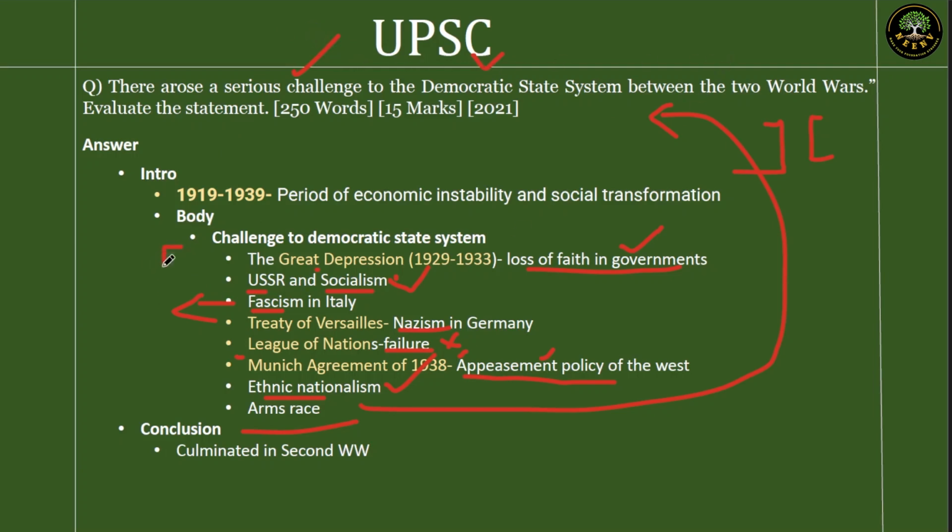We'll make that argument with everything here in the body part, and we'll give the conclusion where we will give the culmination of it. The culmination of all these things happens in Second World War. And it is Second World War that does away with Nazism, fascism, but USSR wins the war, but socialism continues until 1991. And all the other ethnic nationalism gets toned down.